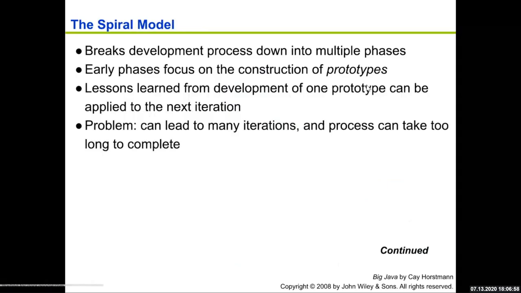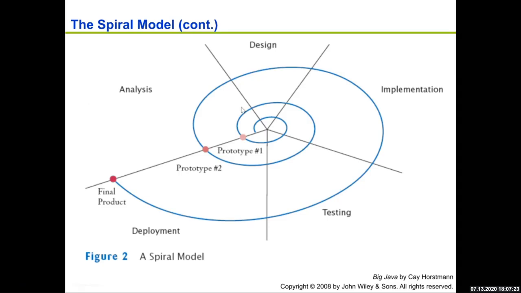The spiral model will break the development down into multiple phases. So the early phase is about prototypes. And then what you learn from making one prototype can be applied to the next prototype. The problem with this is you could have too many iterations and it can take too long to complete. All right, so here we see the spiral model just visually displayed.